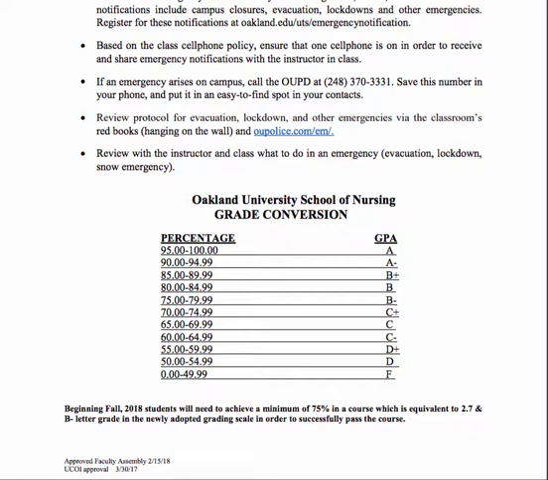One major change you need to be aware of is that in all nursing courses, you have to have a minimum of 75% in the course to pass, which is equivalent to about a 2.7. So make sure you're staying above that 75% mark, which is a B minus. That applies to all School of Nursing courses, so just something to keep in mind.